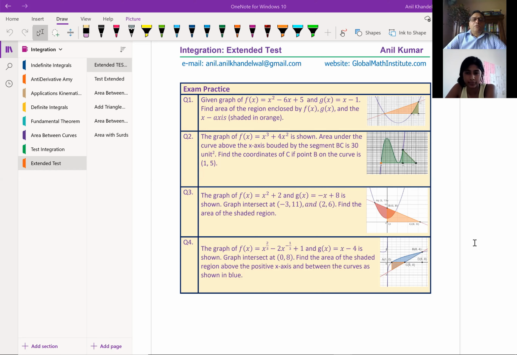So let's begin with question number 1, which is given graph of f of x equals to x squared minus 6x plus 5 and g of x equals to x minus 1, find the area of region enclosed by f of x, g of x, and the x-axis. So do you see this term and the x-axis, right? So we have shaded that region in orange in this particular graph, as you can very clearly see, correct? Now, definitely, it is not the area between the two functions as it does not include this portion. Do you see that? It includes the portion above the x-axis, right?